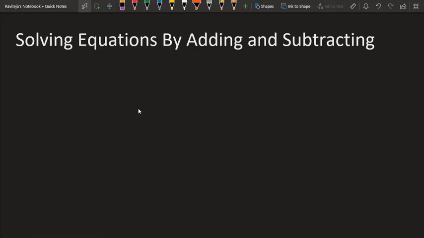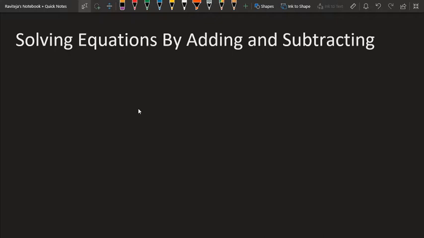Today you guys will be learning how to solve equations by adding and subtracting. And what that essentially means is when you're given an equation with an x variable, you want to simplify the equation in a way so you can find the x value. You want to find out what x is equal to. And you can do that by using certain operations.